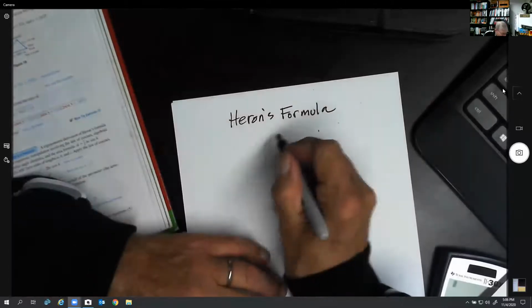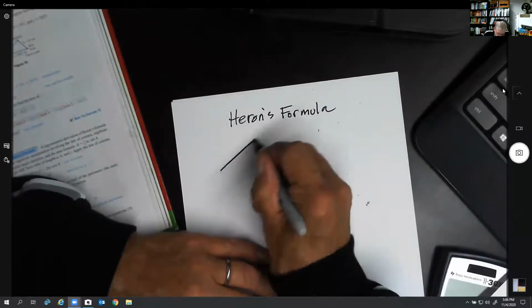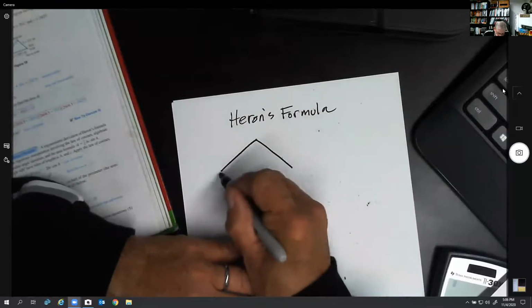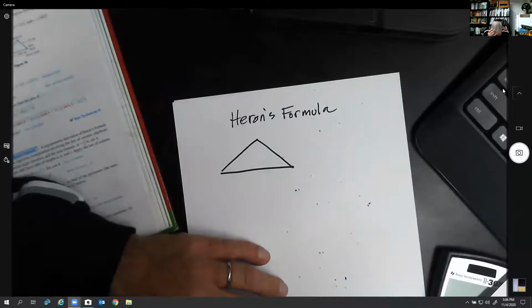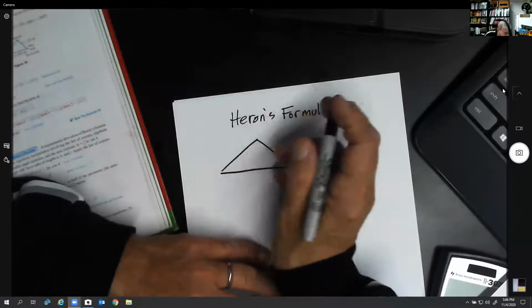And it was developed because a lot of times we have a triangle. And I'm going to keep it kind of simple. Let's try to make this simple so it isn't so huge.